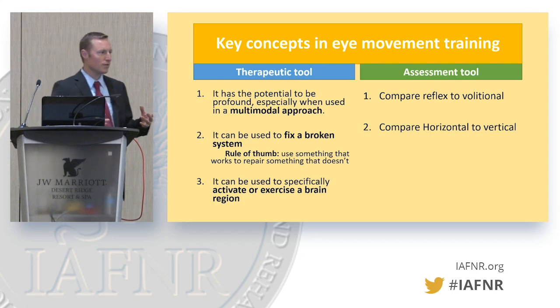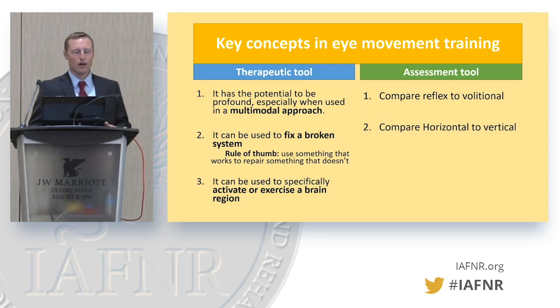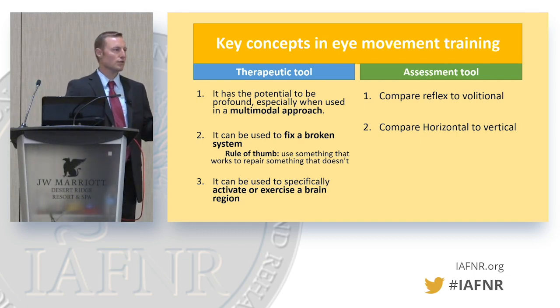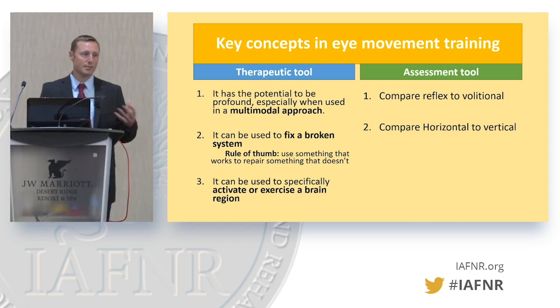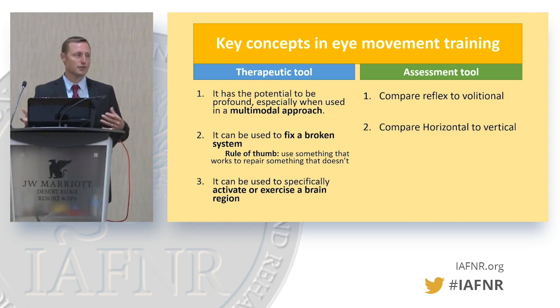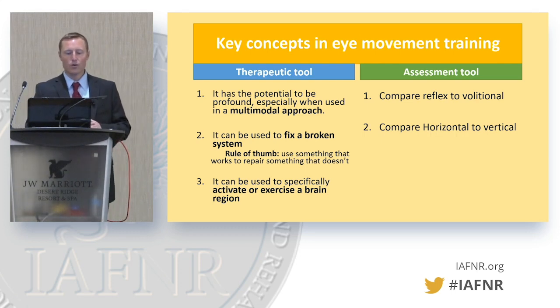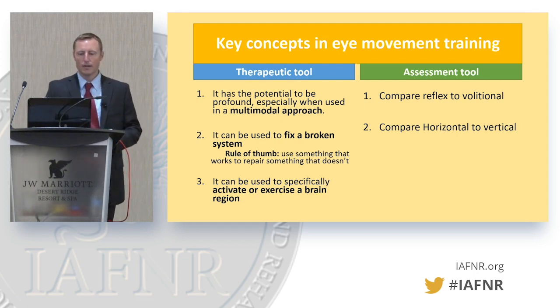Well, for one, we can use eye movements as an assessment tool. You'll see in the right-hand column, when you use eye movements as an assessment tool, you want to compare a reflex to a volitional movement. That's really important because if you find that one's impaired, you may be able to use the other to help improve it. You also want to compare a horizontal to a vertical movement. We always compare right to left, up to down, but horizontal to vertical.